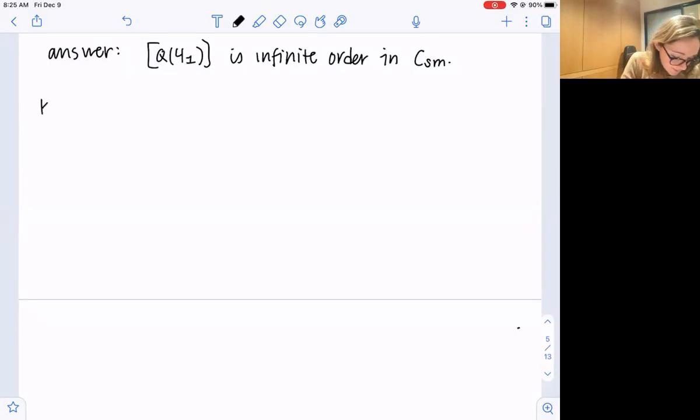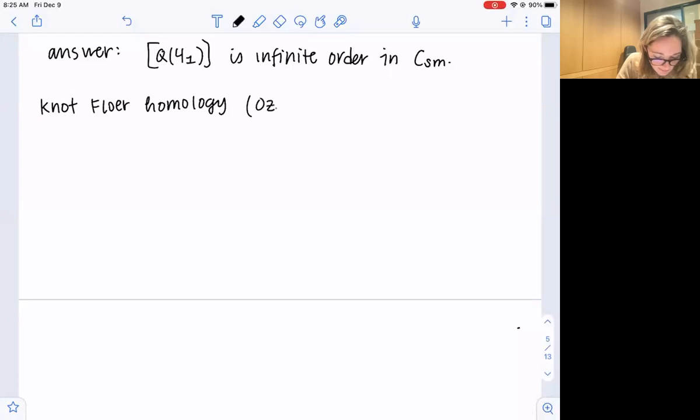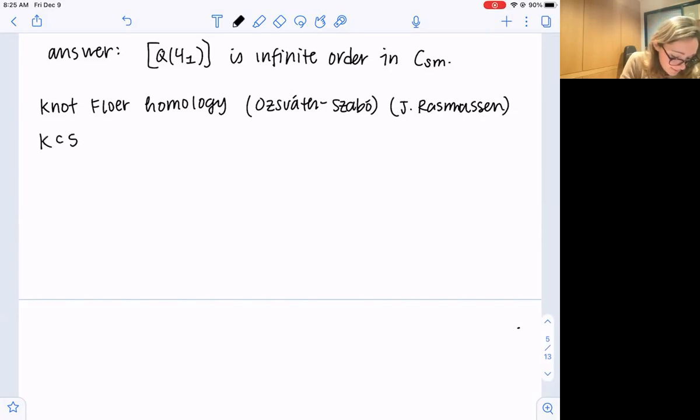But we'll start with knot Floer homology. And this is a theory due to Ozsváth and Szabó, and independently to Jacob Rasmussen. And the theory associates to some knot K in S^3 a bigraded chain complex.